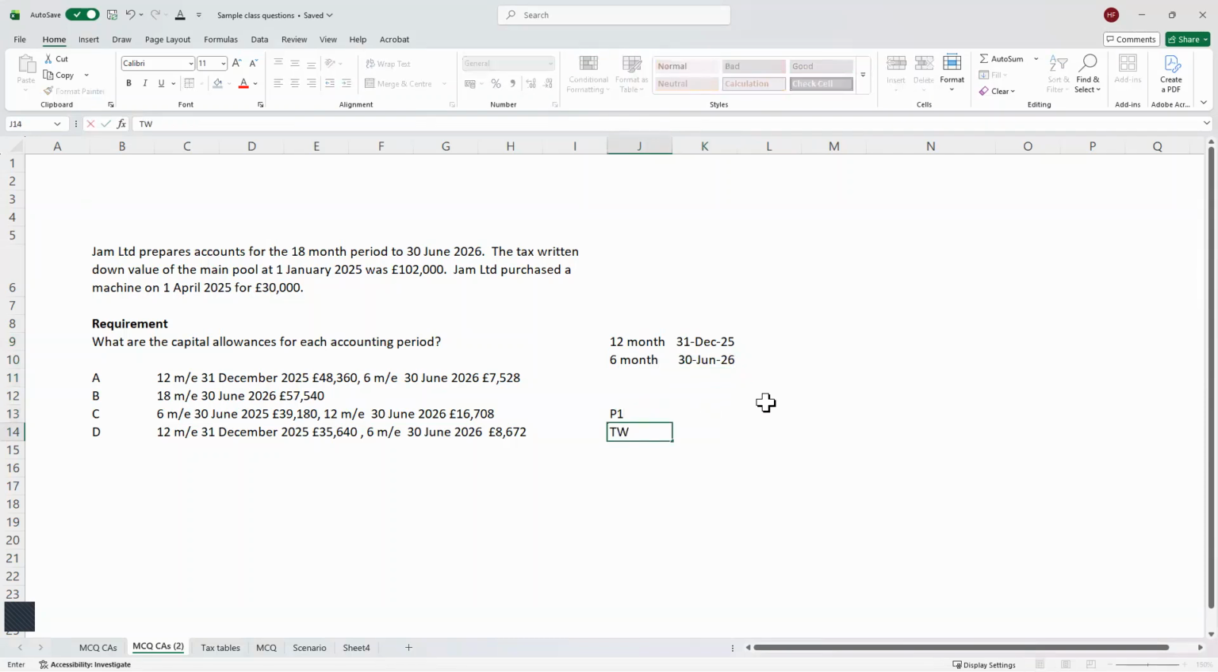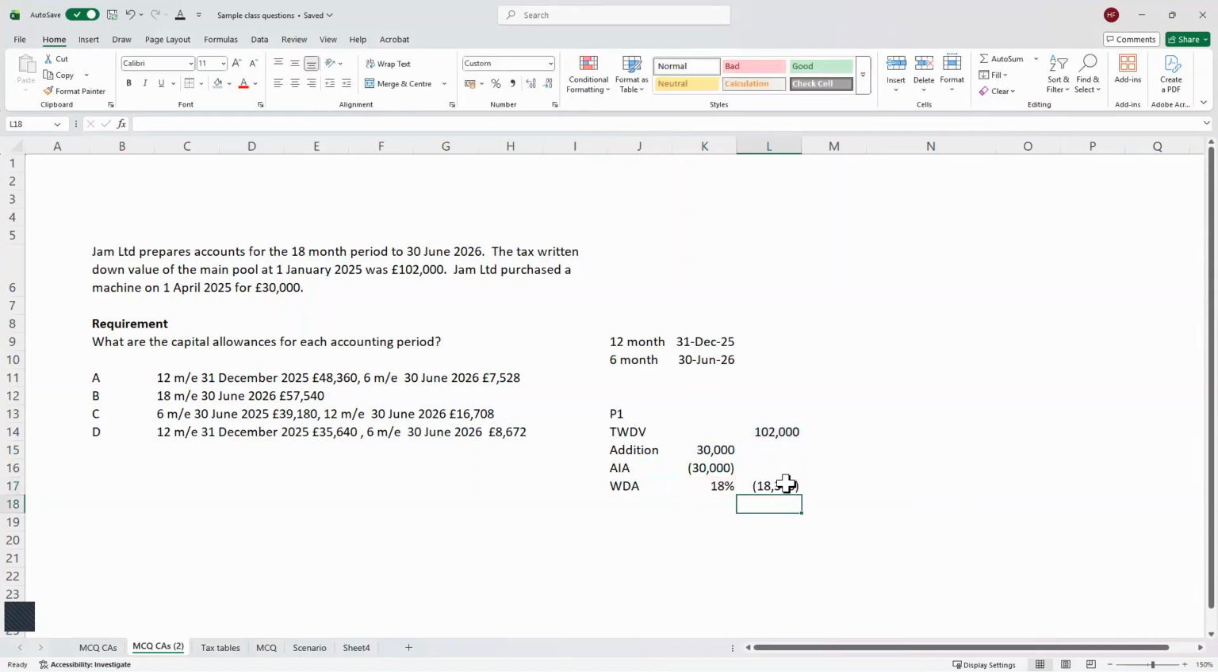So for period 1, we'll have the tax written down value brought forward that we're told is 102,000. We're then told there's an addition in that period because the addition was on 1st of April 25. So the addition was £30,000. And we know that the addition would qualify for annual investment allowance, so they'll get 100% allowances on this. And then they'll be entitled to the normal writing down allowances at 18% on the brought forward value of 102,000. So that will give them allowances of 18,360.